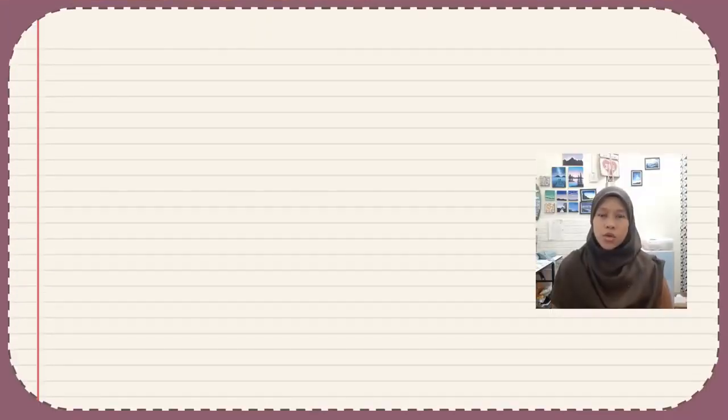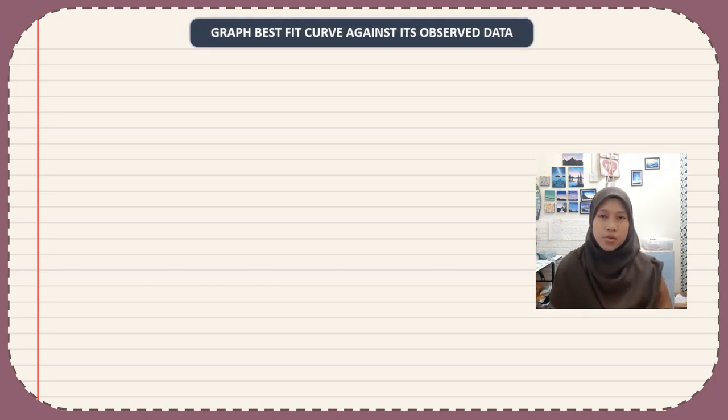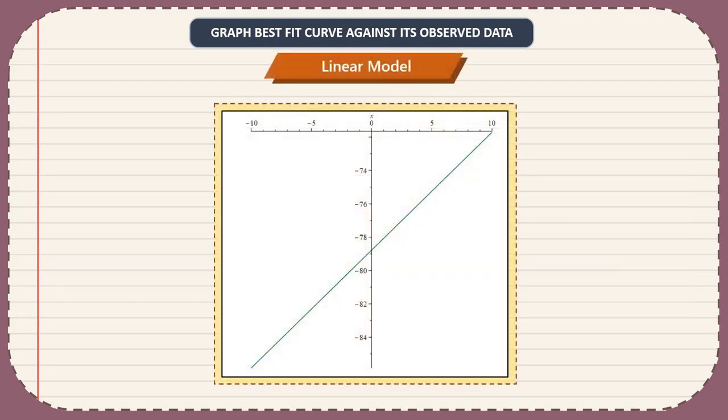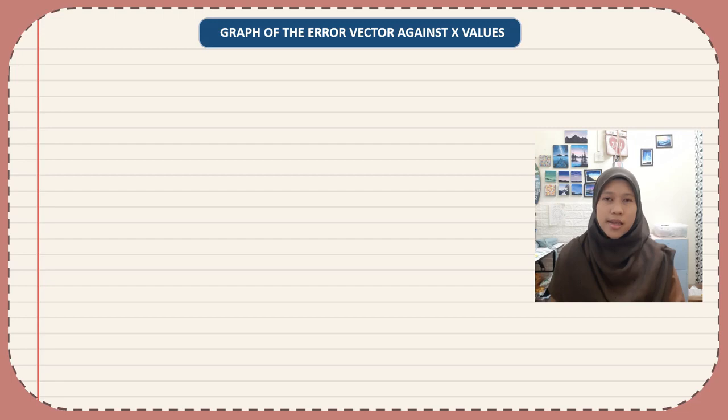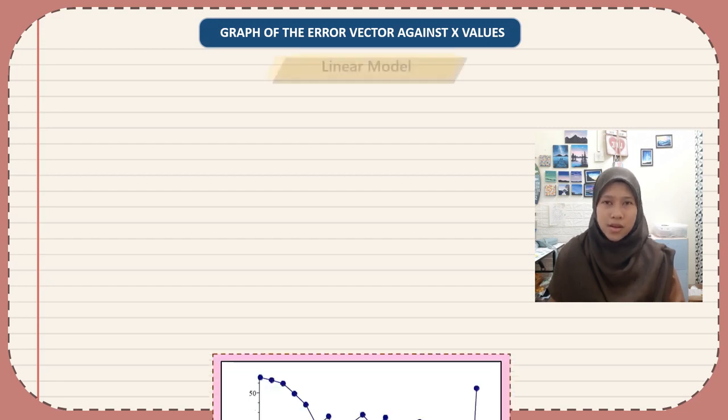Note that you have to write a command for data plot in Maple in order to obtain the graph. Hence, this is the graph of the best fit curve against the observed data for the linear model. And lastly, this is the graph of the error vector against the X value for the linear model.